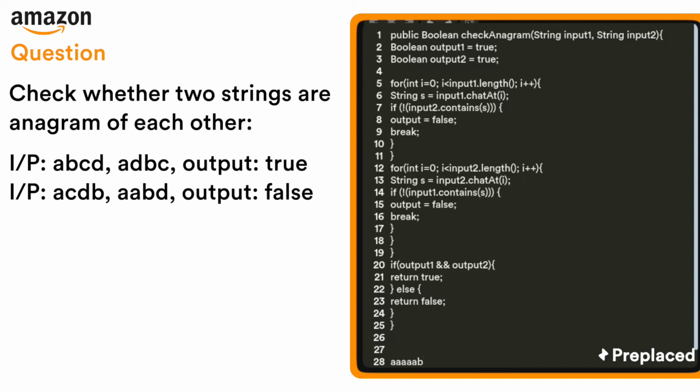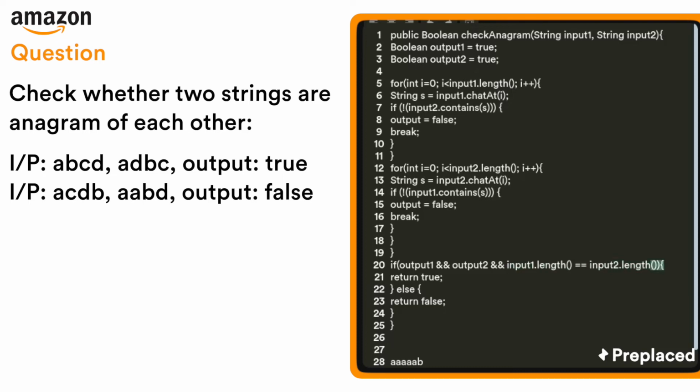So what I need to do now is I need to match these two lengths. If the lengths are same, then I will return true. So here I am putting one AND condition, input 1 dot length equal to input 2 dot length. So before returning true, I will check that if output 1 and output 2 both are true, and input 1's length is equal to input 2's length. So this condition will be handled.